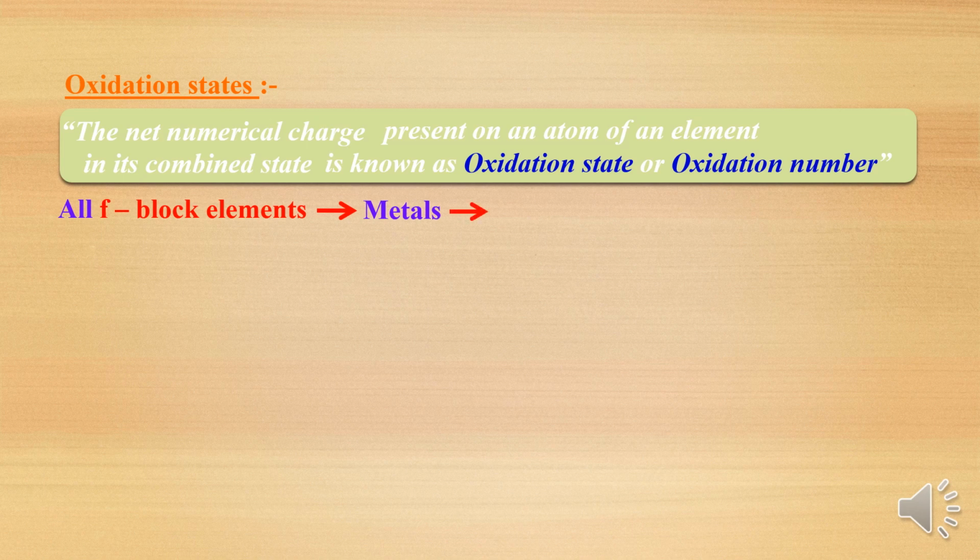All the f-block elements are metals. Metals have the tendency to lose electrons. If they lose electrons, there will be a positive oxidation state. So metals show positive oxidation states.